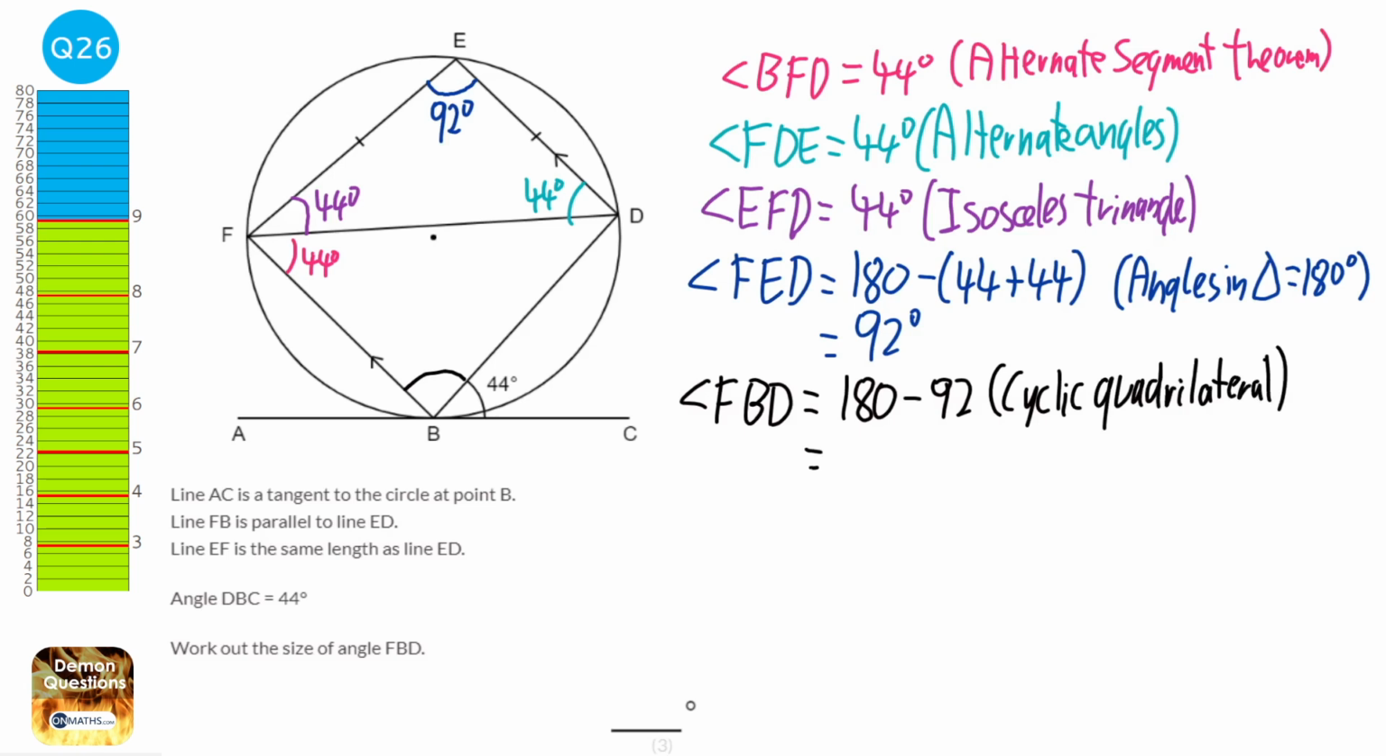And so 180 take away 92 is going to be 88 degrees. So our answer will be 88 degrees.